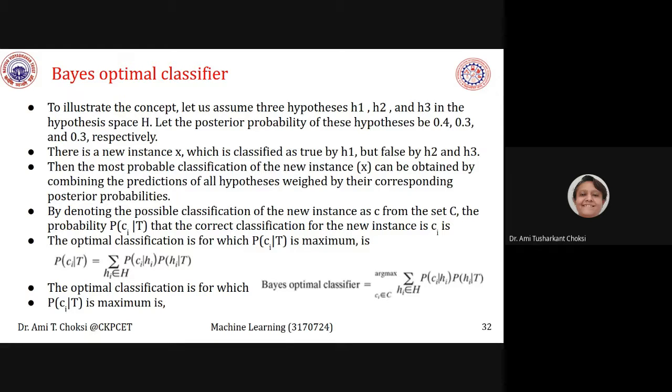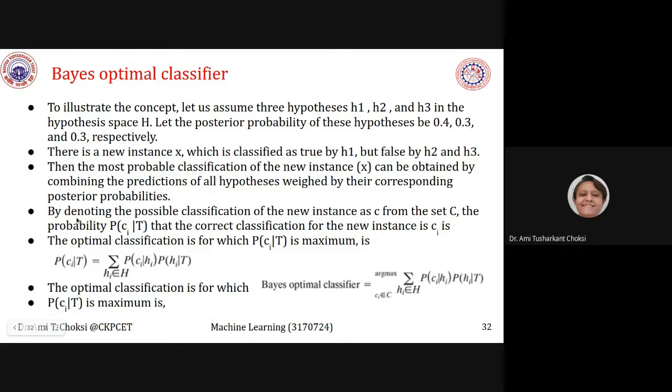We haven't calculated these, okay? We are assuming that three hypotheses are there and their posterior probabilities are 0.4, 0.3 and 0.3, right? Now there is a new instance X which is classified as true by H1 but false by H2 and H3. Then the most probable classification of the new instance X can be obtained by combining the predictions of all hypotheses weighted by their corresponding posterior probabilities. Fine.